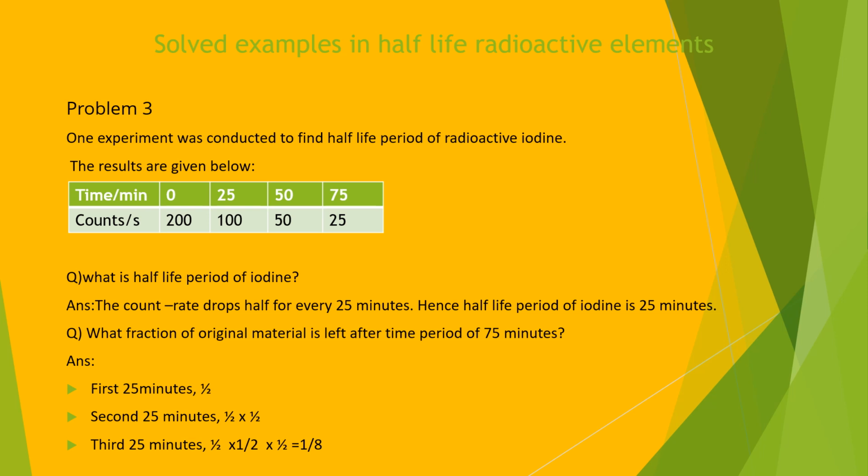Then the second question is, what fraction of the original material is left after a time period of 75 minutes? So in 75 minutes, there are 3 half-life periods. For every 25 minutes, 1 half-life. So 25, then 50, then 75, 3 half-life periods. So the fraction is 1 by 2 into 1 by 2 into 1 by 2. That is 1 by 8.